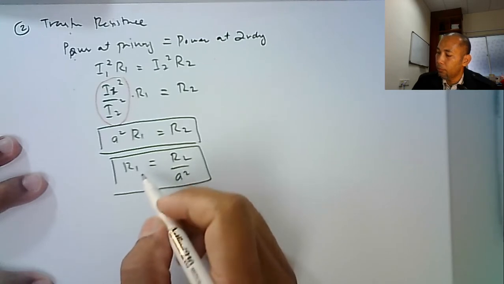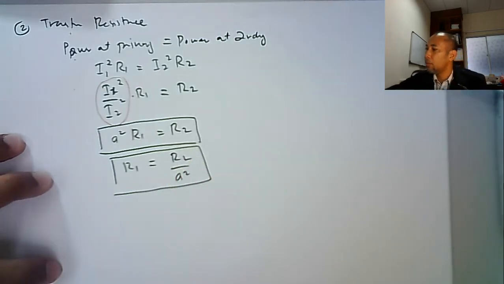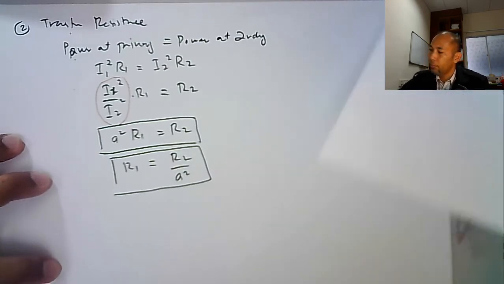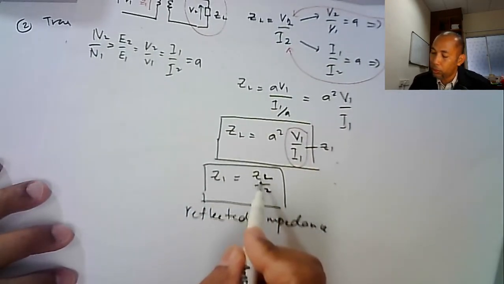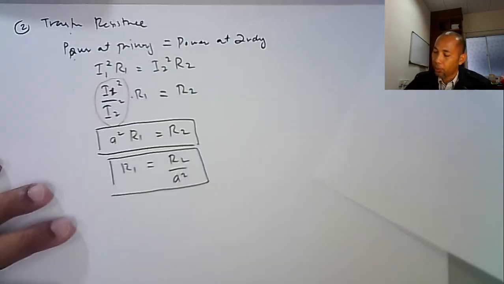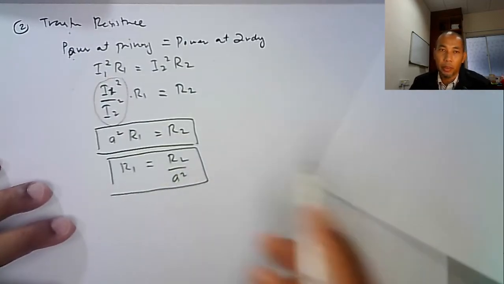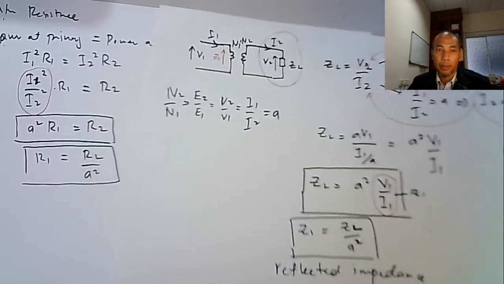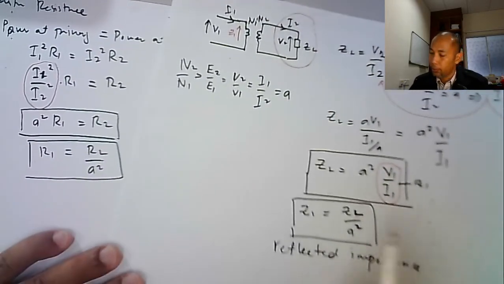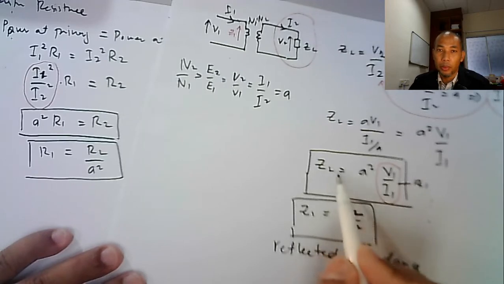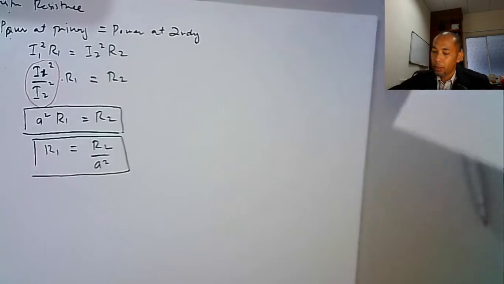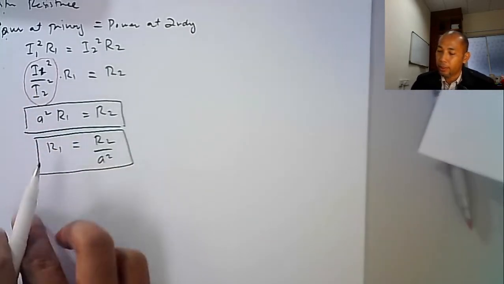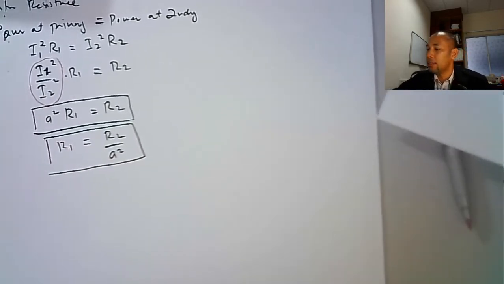We look from, okay, same as our impedance. Z1 equal to Z2 divided by A square. Okay, R1 equal to R2 divided by A square. Same value. Given Z2 equal to A square times Z1. Okay, this one is resistance. Now we go to inductance.